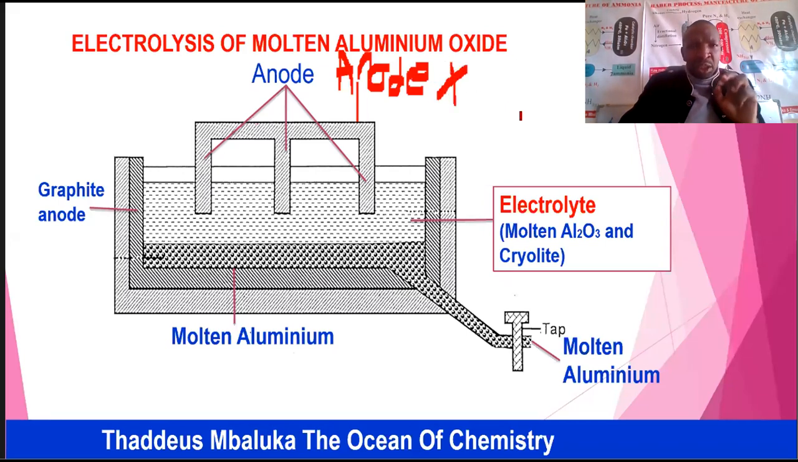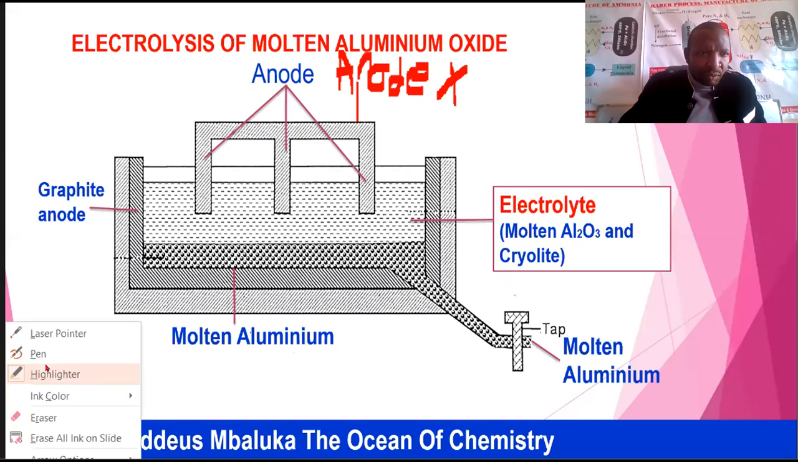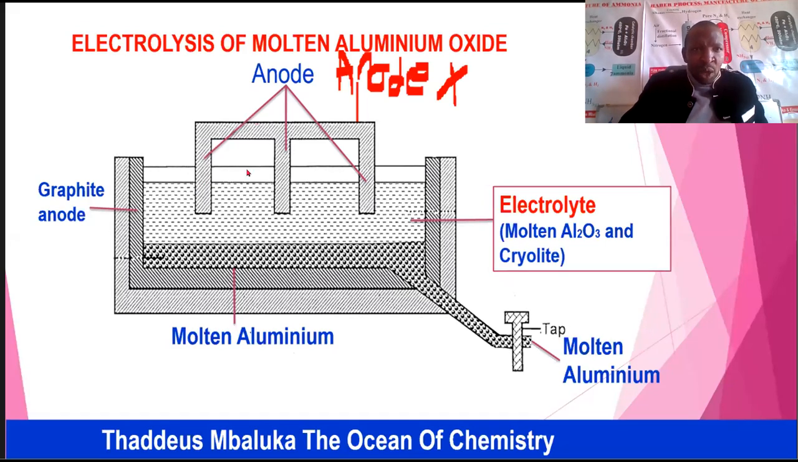So you can be told to label the anode. The anode must be this one. You see how I have written it there? These ones must be the ones that are dipped in the electrolyte. Those are the anodes. The region containing the electrolyte is this. And listen very carefully. During electrolysis, the aluminium oxide decomposes to form aluminium ions and oxide ions.